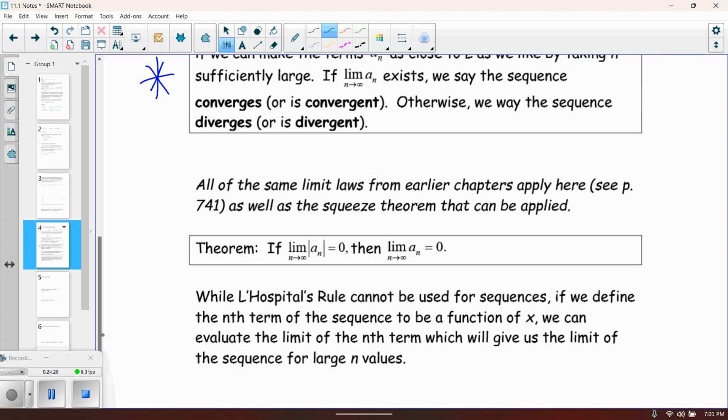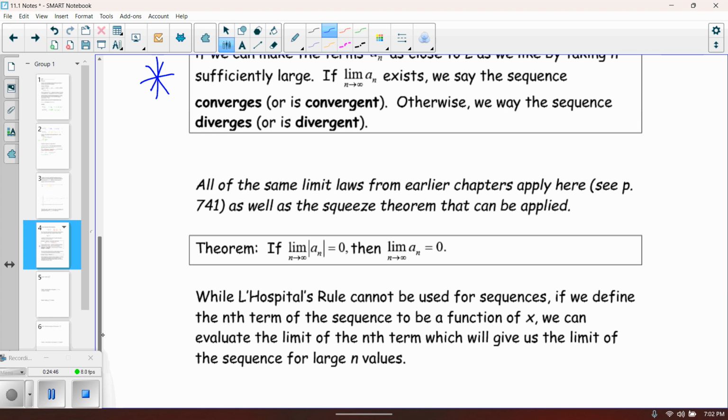Okay, that's going to be an important theorem to be used as part of one of our proofs and one of our examples. But basically it just says that if you take away the fact that a sequence could alternate in sign at some point in time and that limit approaches 0, then the limit of the whole sequence approaches 0. It doesn't matter that there's an alternating sign in there or not.